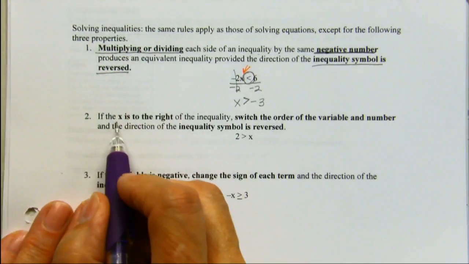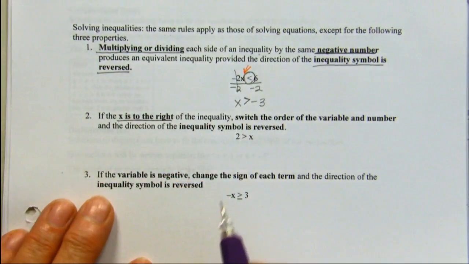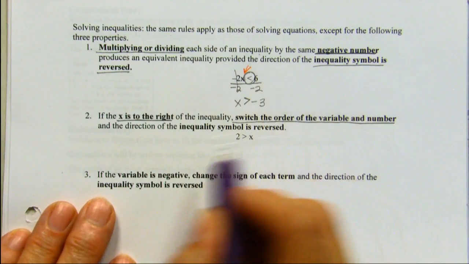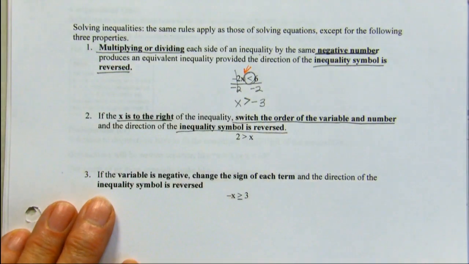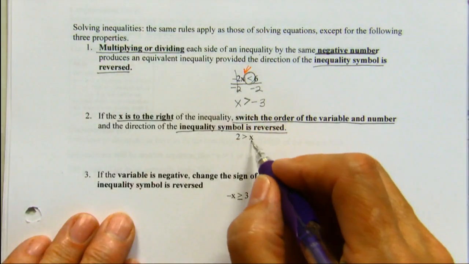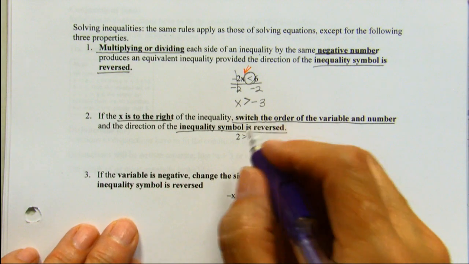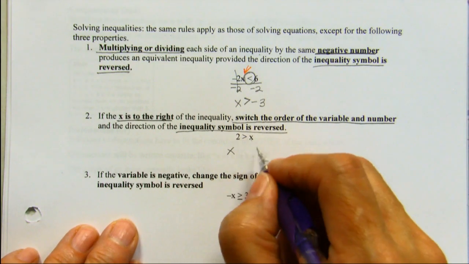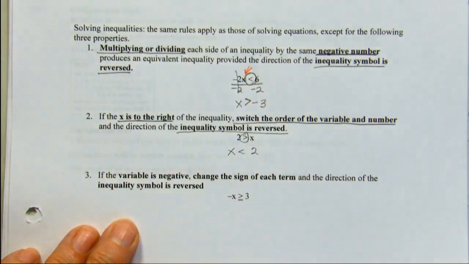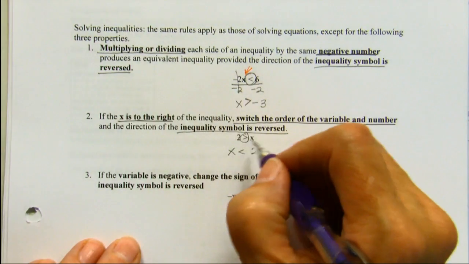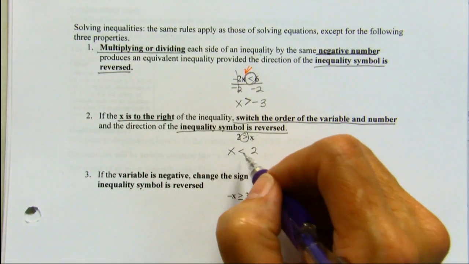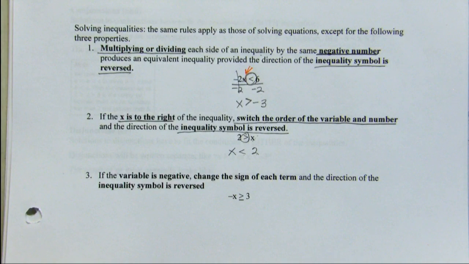Okay, if your X is to the right, you need to switch the order of the variable and number, and your inequality symbol is reversed. It's easier to read an inequality if your variable is on the left. So if I switch the X and the 2 around, I have to flip the inequality. Because 2 greater than X is harder for your brain to understand. X less than 2 is real easy for your brain to understand.